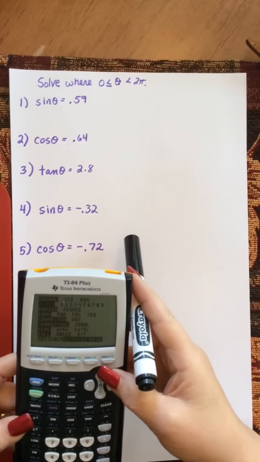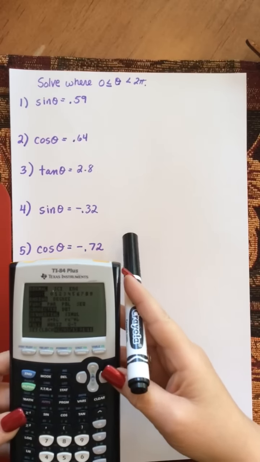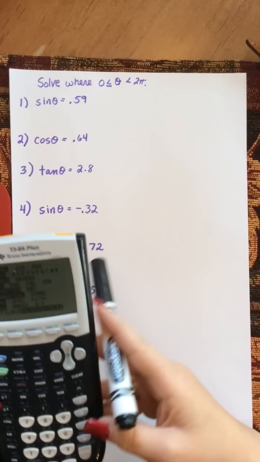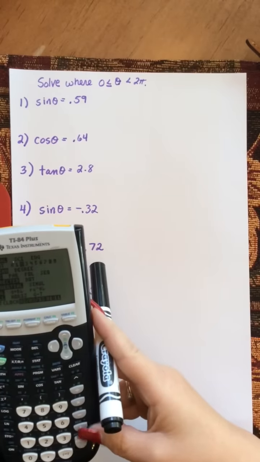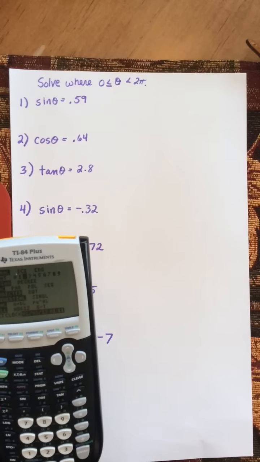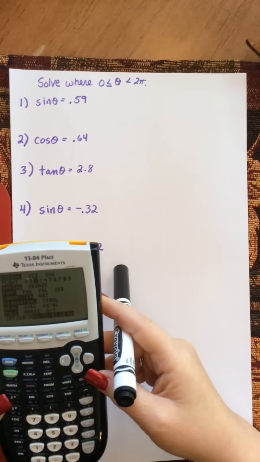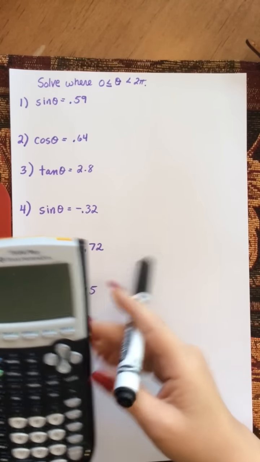I am going to try to do my problems to 2 decimal places right now, okay? So I'm going to hit enter for 2 decimal places, so the calculator will automatically give me 2 decimal places of accuracy. All right, and then I'm going to clear out of this.